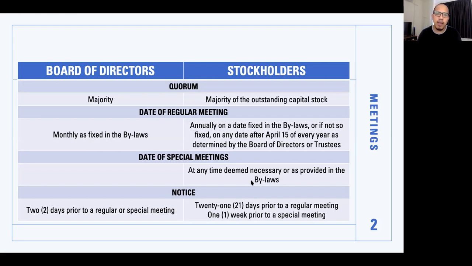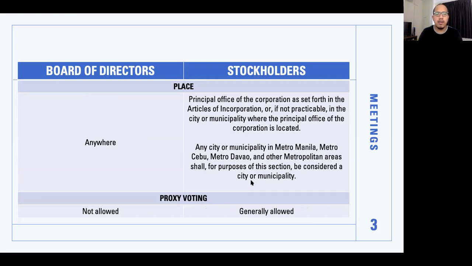Now, prior to any regular meeting or special meeting, you have to notify the members of the Board of Directors and the stockholders. For the Board of Directors, you only need to notify them 2 days before any regular or special meeting. While for stockholders meeting, you need to notify them 21 days. Amendment ito, 21 days prior to a regular meeting and 1 week, equivalent to 7 days, prior to a special meeting. So 21 days for regular meeting, 1 week for special meeting.